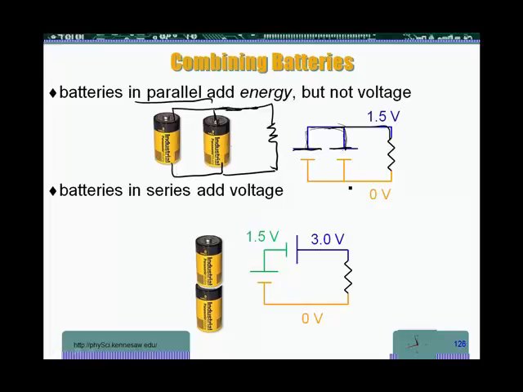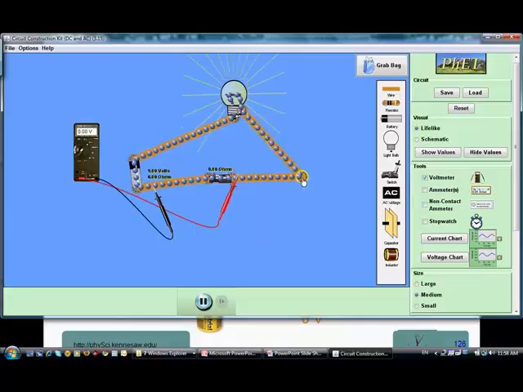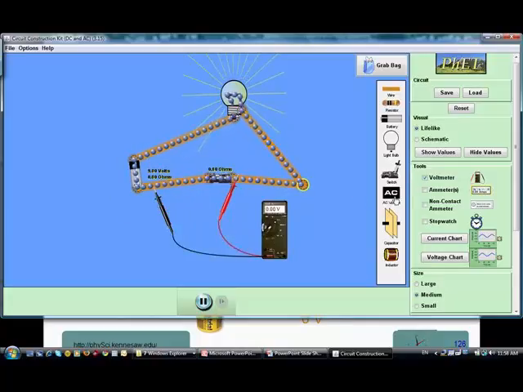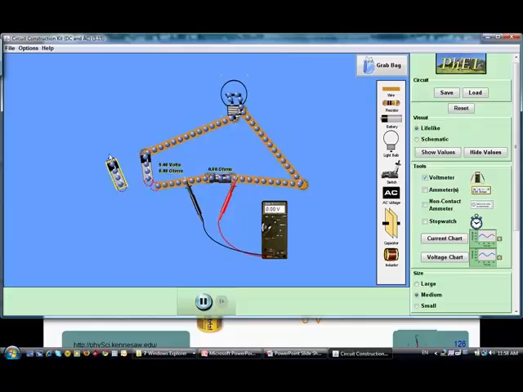Actually, let's go to the simulation. Now, this is my light bulb. What I'm going to do is add another battery. And to add it in parallel, I'm going to place the light. Oops. I didn't mean for that to happen. Okay. Now, so I'm going to try to put it in parallel with the other battery.